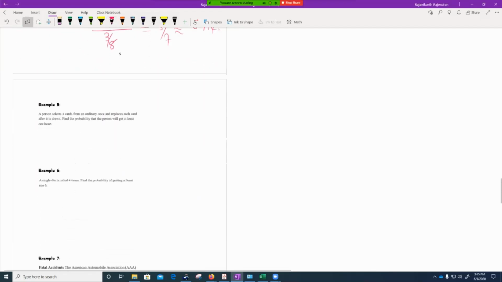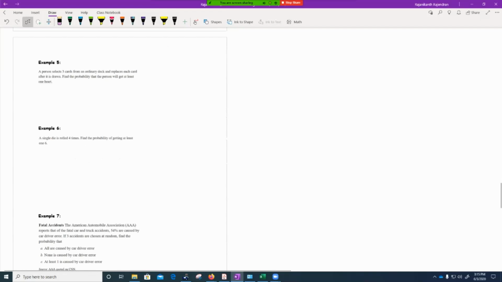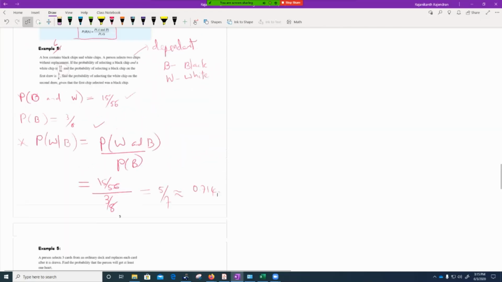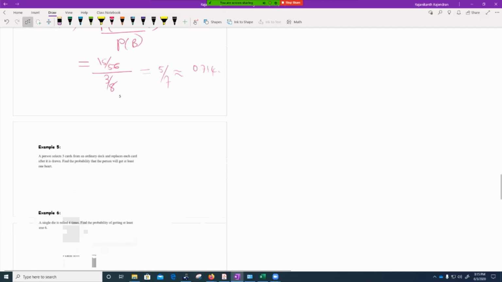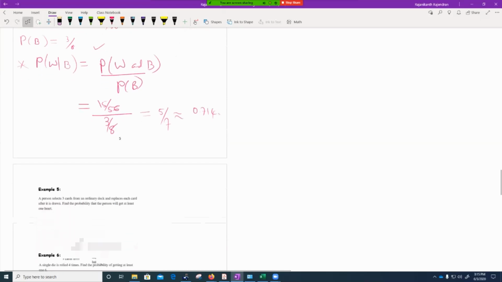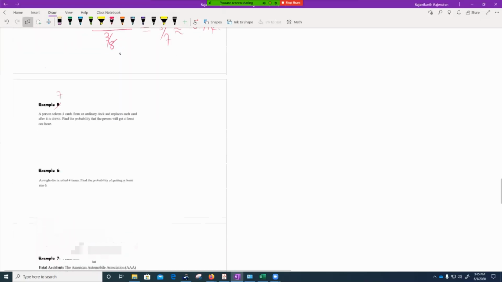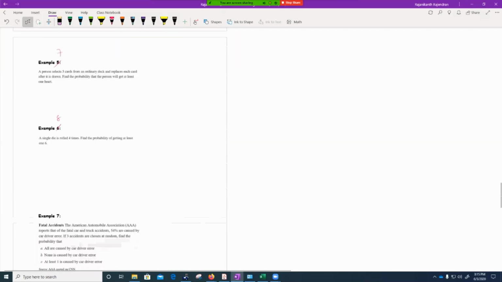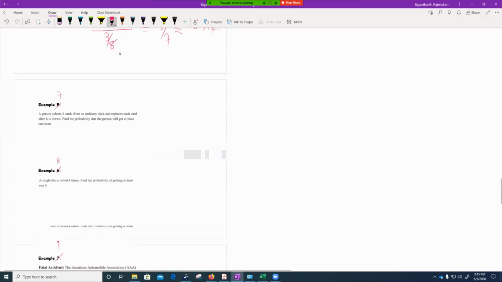Right. Let's move to the next example. This is going to be example 7. Sorry for the typo. And this is 8, and example 7. The person selects 3 cards from an ordinary deck and replaces each card after it is drawn. Find the probability that the person will get at least one heart.